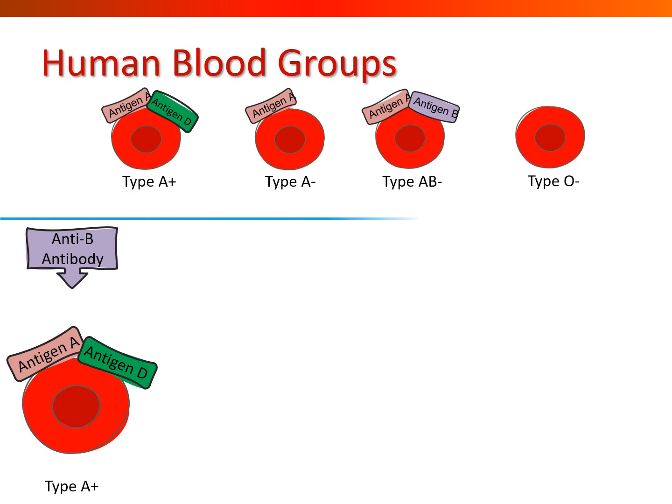So let's go through a couple of scenarios looking at not only antigen A and antigen B, but now include antigen D, and see how that alters our trajectory when it comes to donor and recipient.